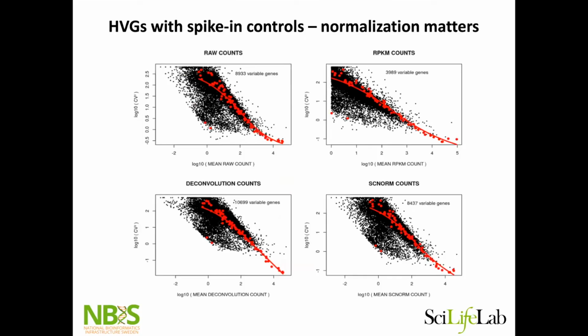And especially if you have spiking controls, you need to realize that what normalization you do has a big impact on how you define your variable genes. It's almost the case that you have to do a length normalization if you use spike-ins, because the spike-ins are short compared to normal genes, so they will have fewer counts, and that whole curve will be shifted down, and you will overestimate the variable gene selection.